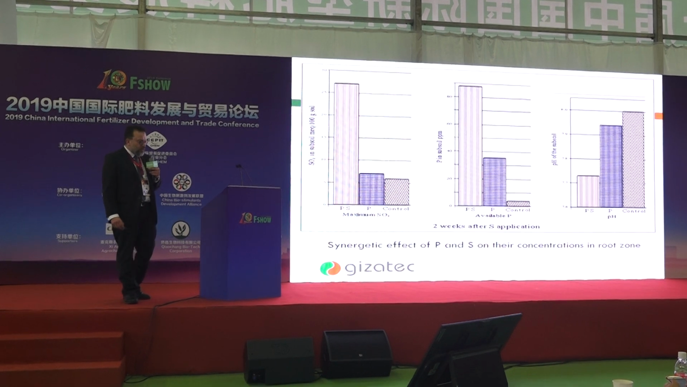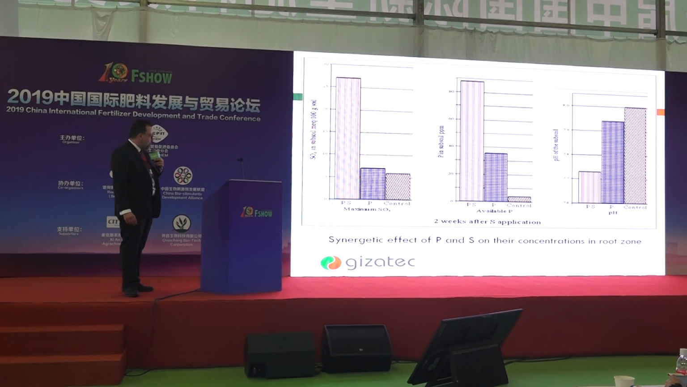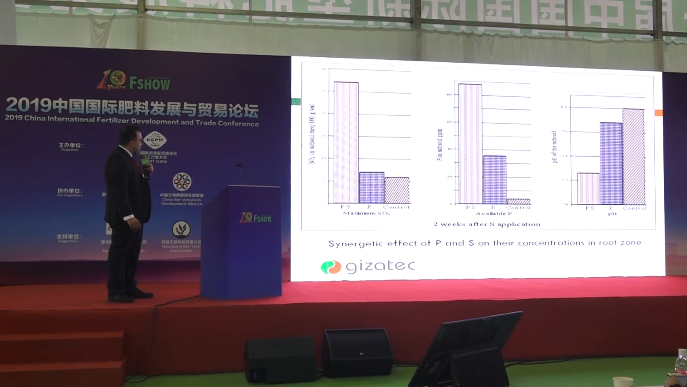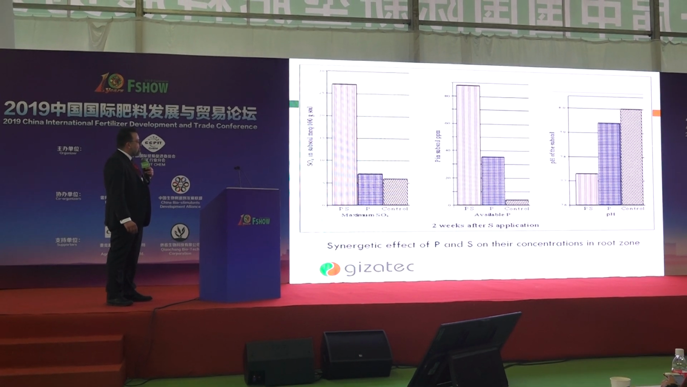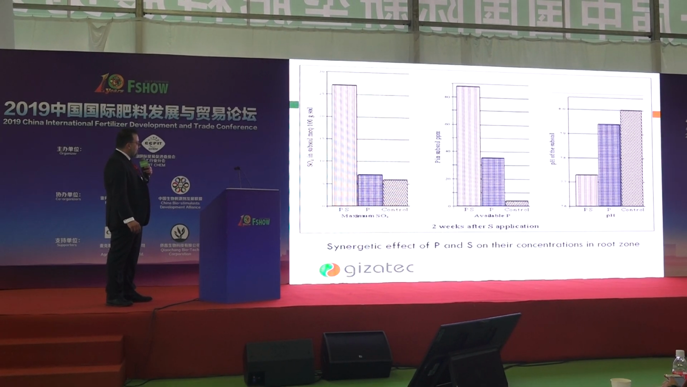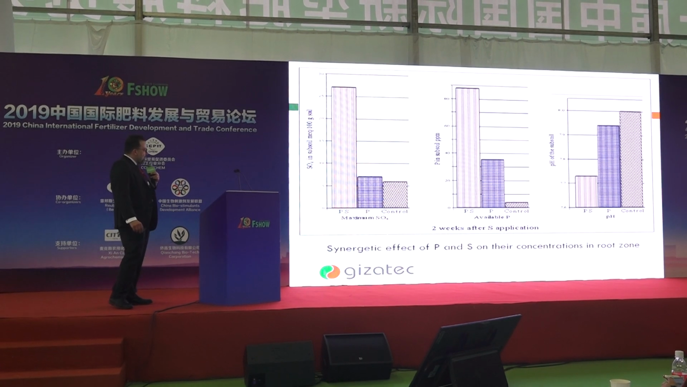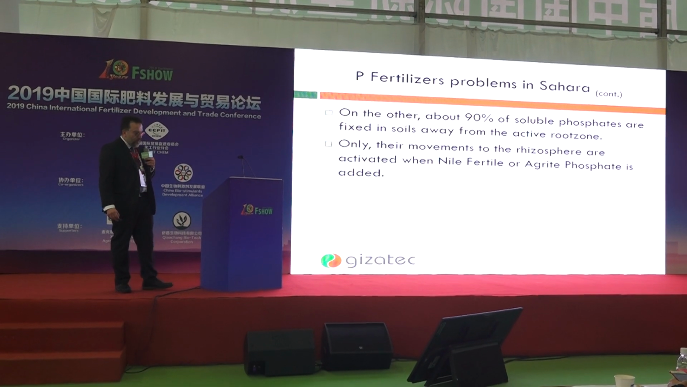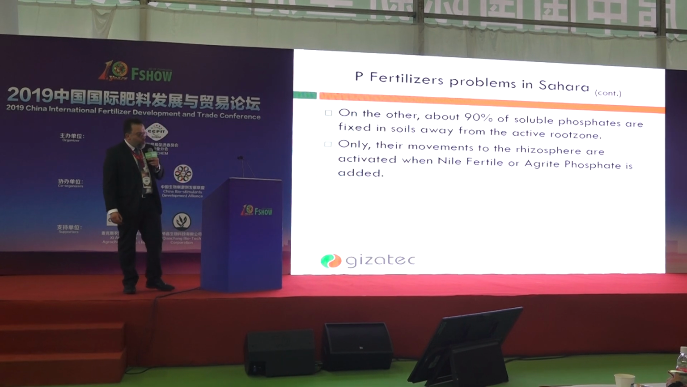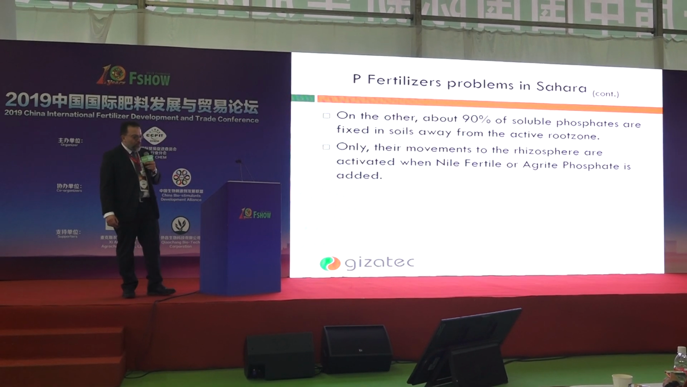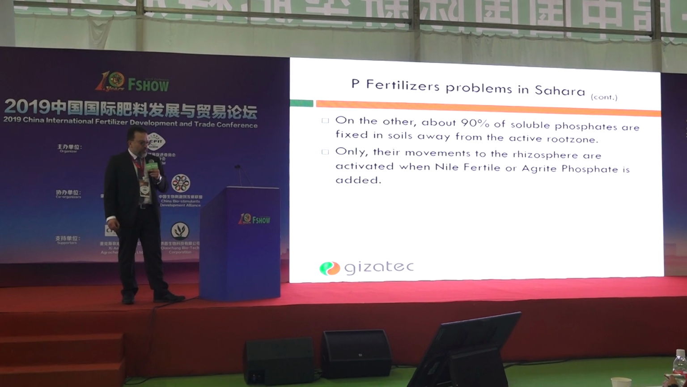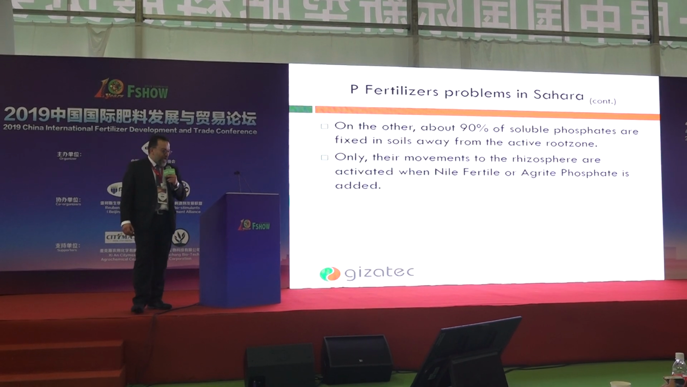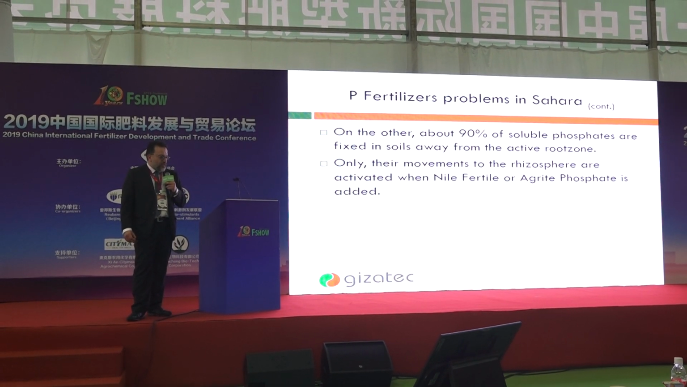Synergetic effect of phosphorus and sulfur on their concentration in the root zone. As we can see here, phosphorus and sulfur make availability of both phosphorus and sulfur much better than each of them by itself. On the other hand, about 90% of soluble phosphate is fixed in soils away from the active root zone. Its movement to the rhizosphere is only activated when Acrite phosphate is added.